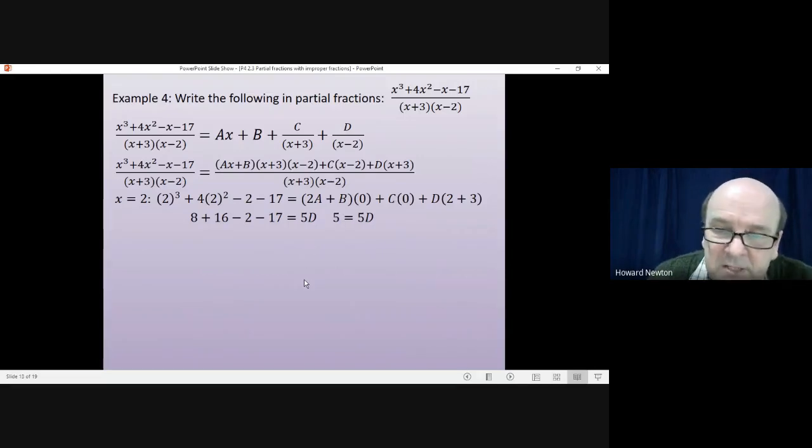That gives me 5d is equal to 5, which means that d is equal to 1. So that's the first constant found.